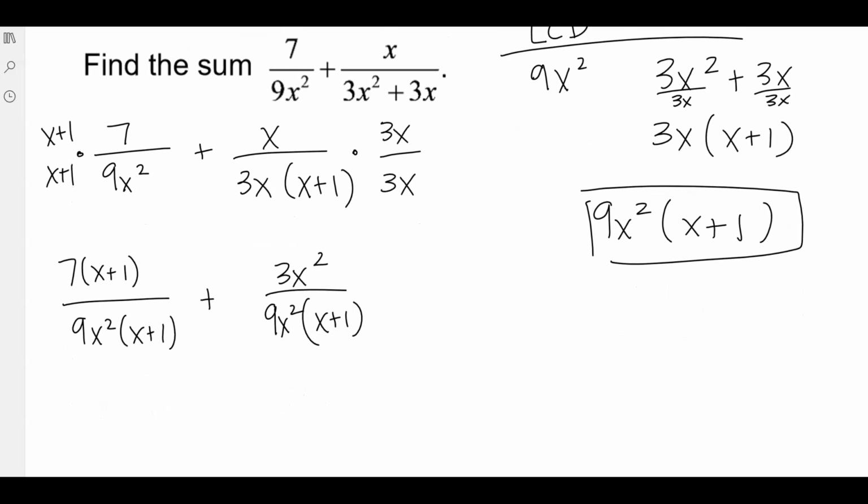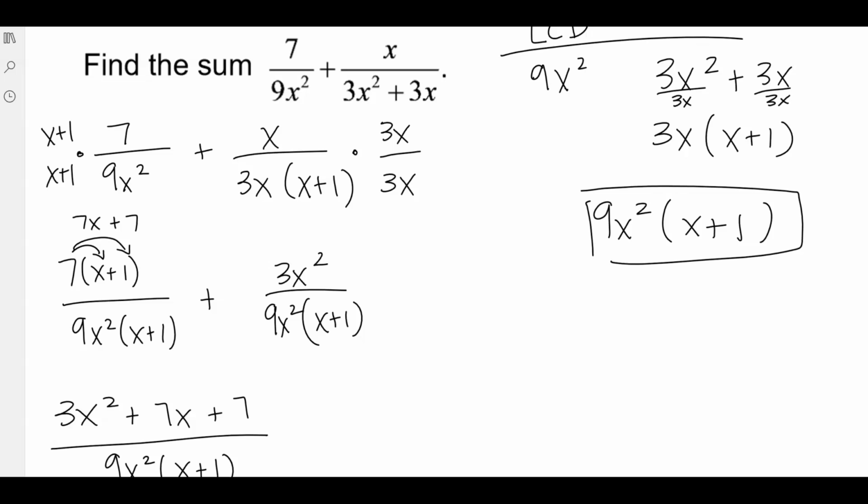So now the denominators are the same, so we can add the tops. First, you might want to distribute your 7 though, so it'd be 7x plus 7. So you'll have 3x squared plus 7x plus 7 all over 9x squared times x plus 1.